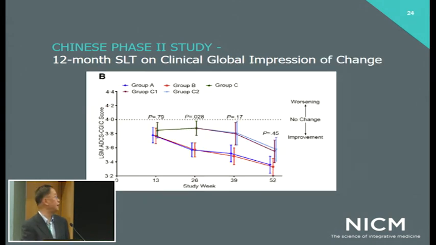Similarly, this is the clinician's impression of the changes. It's the global change assessed by very experienced clinicians in terms of neurocognitive function changes. They follow very similar patterns, as you can see, the decrease, which means improvement in their neurocognitive function compared to the placebo control group there.